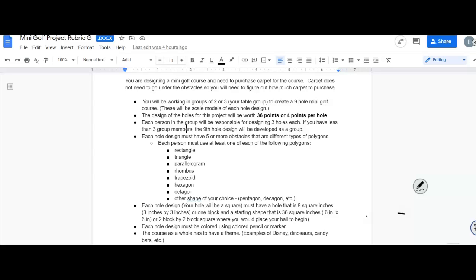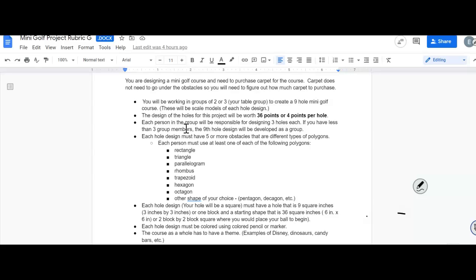Okay, the next part. This is really important here. Each hole design must have five or more obstacles that are different types of polygons. Each person must use at least one of each of the following polygons: rectangle, triangle, parallelogram, rhombus, trapezoid, hexagon, octagon, and a shape of your choice that's different than the ones above.